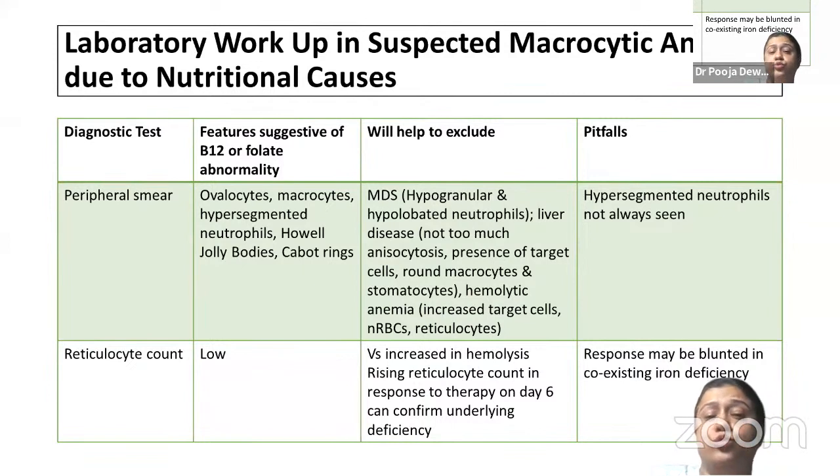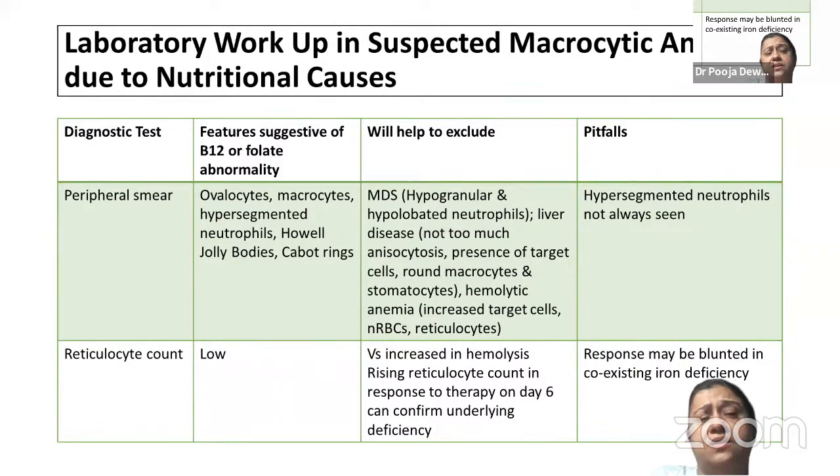In liver disease, you do not find so much of an anisocytosis. You find presence of target cells, round macrocytes, and stomatocytes. In hemolytic anemias, again, target cells are very commonly seen. You can see NRBCs, you can see reticulocytosis. So by looking at the peripheral smear, you can exclude the other differentials.